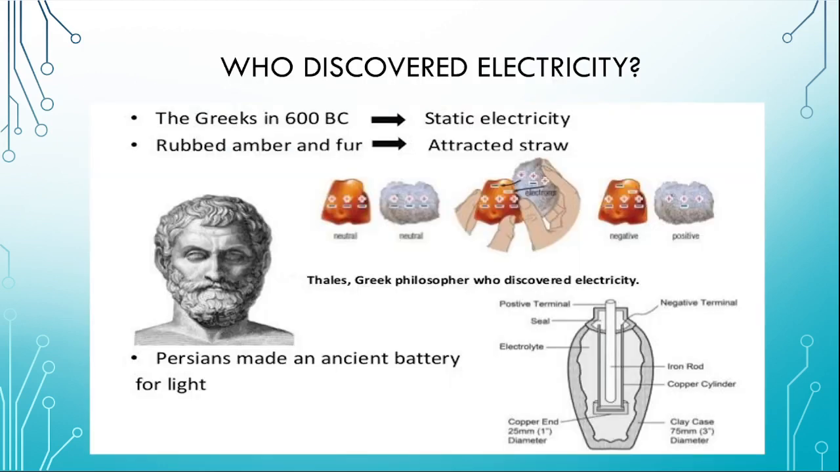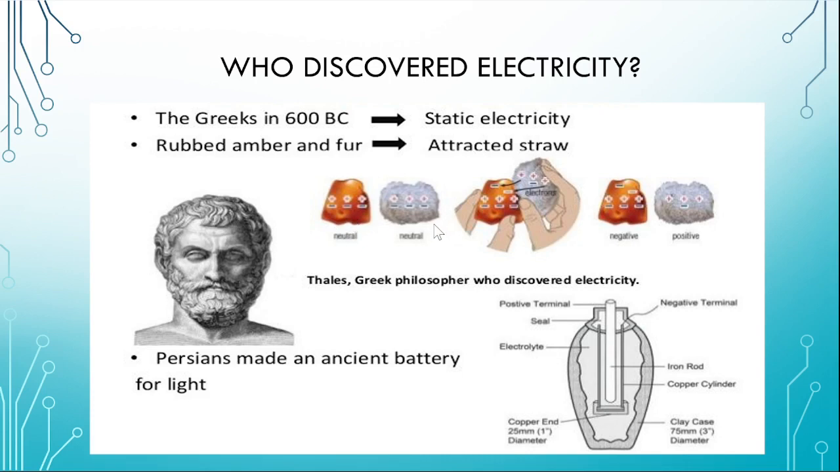So who discovered electricity? Well, we know that electricity was always naturally present. Whenever we rub two objects together, something known as static electricity develops. So the Greeks in 600 BC had experienced static electricity when they rubbed amber and fur. Amber is like an orange colored natural substance. It's the sap of a plant which, when it hardens, becomes a solid.